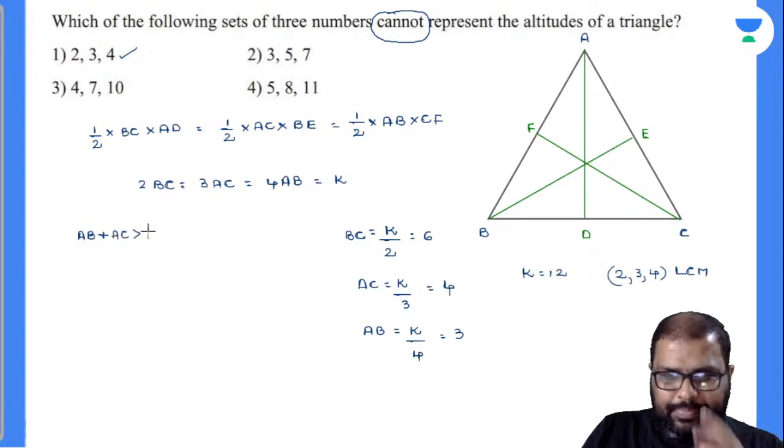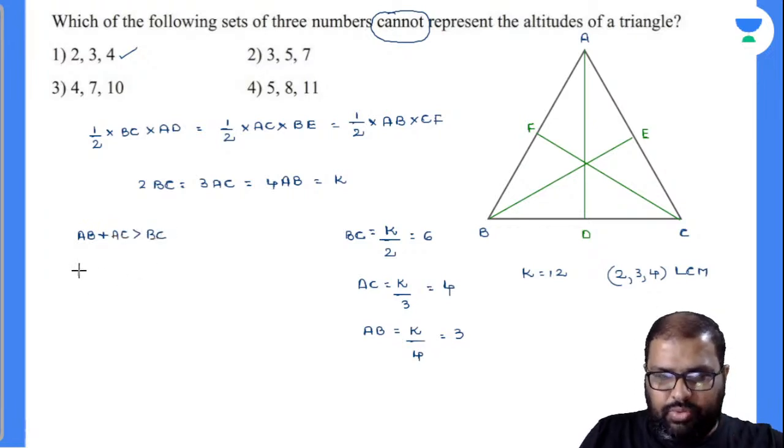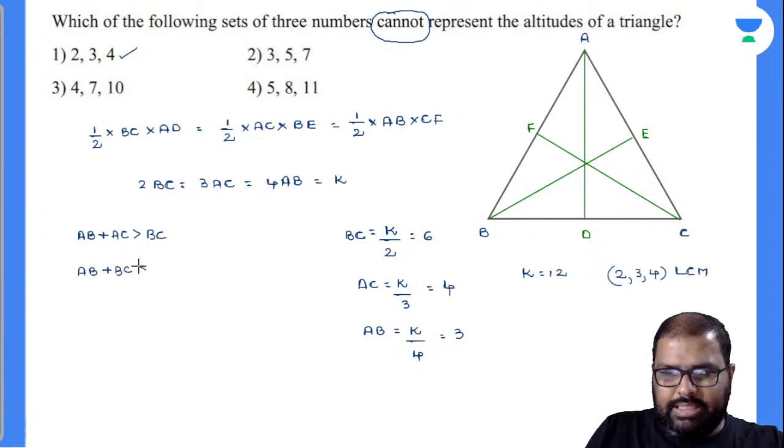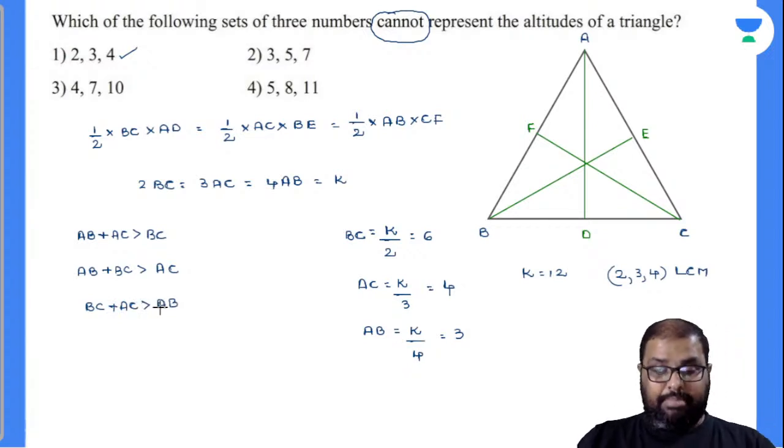Am I right or wrong? This is what we have to do. AB plus BC is equal to AC, so complete all the properties of triangles. BC plus AC is greater than AB. Now this is what we have to show: the sum of the two sides of a triangle must be greater than the third side.